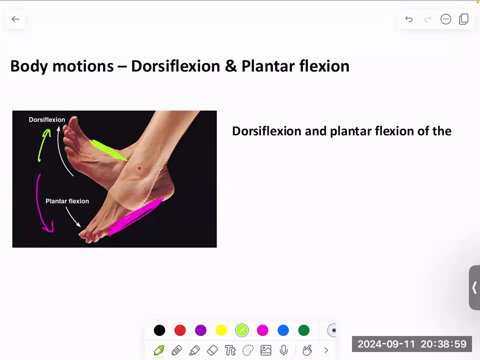And then the spelling sucks. Dorsiflexion is one word, plantar flexion is two words. Whoever invented this needs to be taken outside and dealt with. This makes it hard, right? Plantar flexion, dorsiflexion. And it's not even dorsal flexion, it's dorsiflexion.